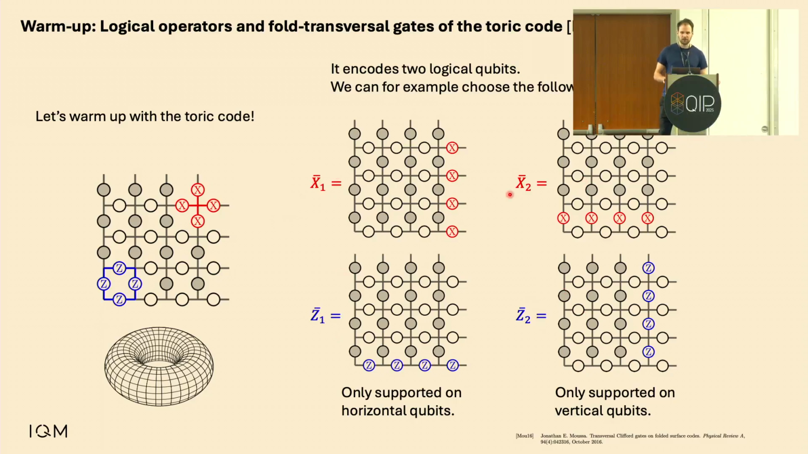And one thing I want to stress here, which we will see later why I'm stressing this, is that one of these pairs only lives on horizontal qubits, so only on qubits that live on horizontal edges, and the other one only on vertical qubits. So they don't interfere with each other, which we will soon see is kind of a nice property.